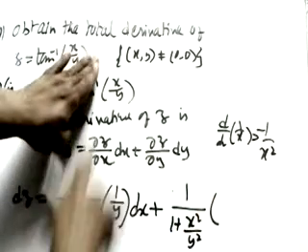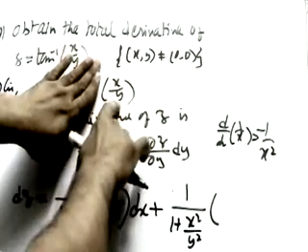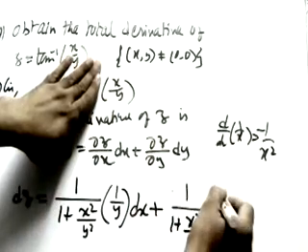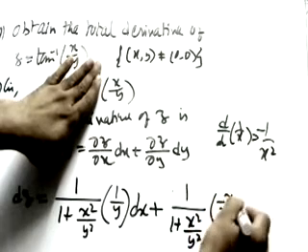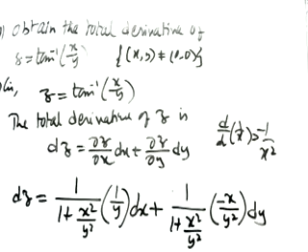d/dx of 1 by x is minus 1 by x square. In that way, if we differentiate with respect to y, y is in the denominator, that is 1 by y, and this differentiation is minus 1 by y square. So we can write minus x by y square into dy.